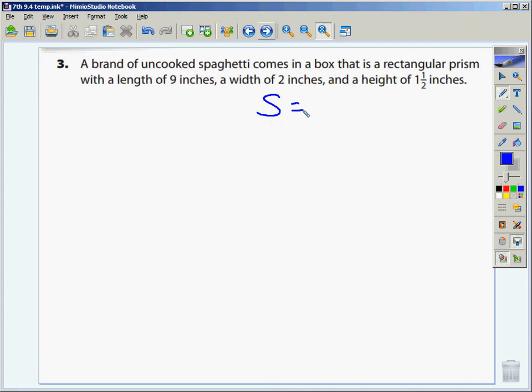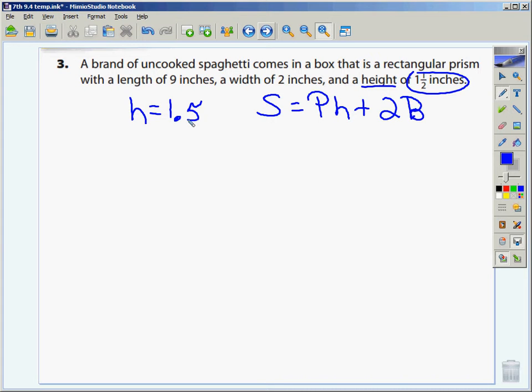First thing we should do, write down what? The formula. S equals pH plus 2B. What did they tell me the height was? 1.5 inches. And I'm going to write that down as 1.5.